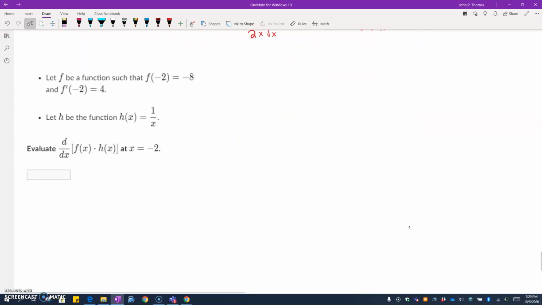Alright, let's take a look at most missed problem number 16 from product rule. Let f be a function such that f of negative 2 is negative 8, f prime of negative 2 is 4, and let h be a function, h of x equals 1 over x. This asks us to evaluate d/dx, so take the derivative of f of x times h of x, and it specifically wants this evaluated at x equals negative 2.